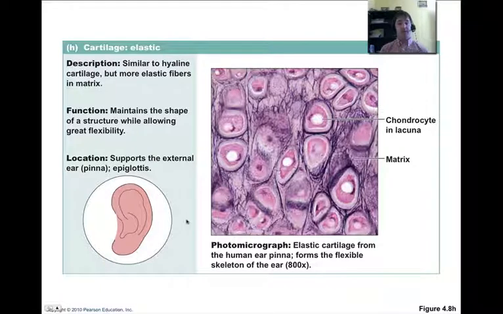Elastic cartilage is similar to hyaline cartilage, but there's more elastic fibers. And it maintains the shape and structure while allowing a lot of flexibility. So I'll let you see my ear now. You can really move that ear around. So the external ear, or pinna, is mostly made up of elastic cartilage, and so is the epiglottis. It's a piece of cartilage that flaps down when you swallow to cover the opening to your trachea, the glottis.